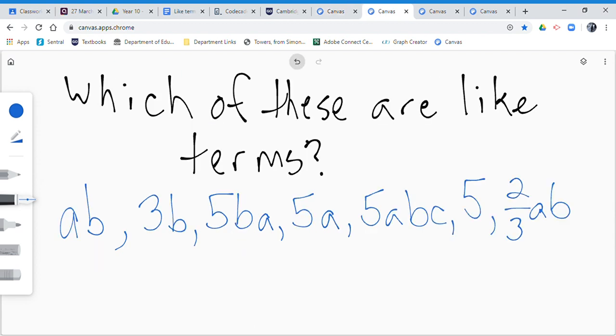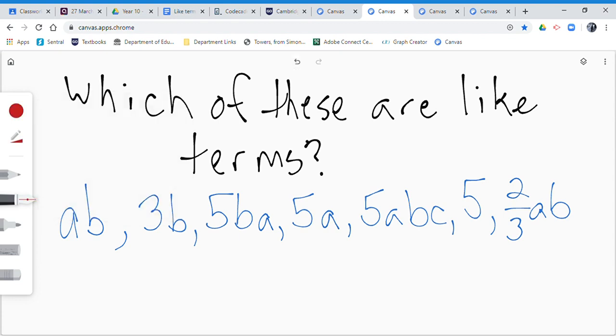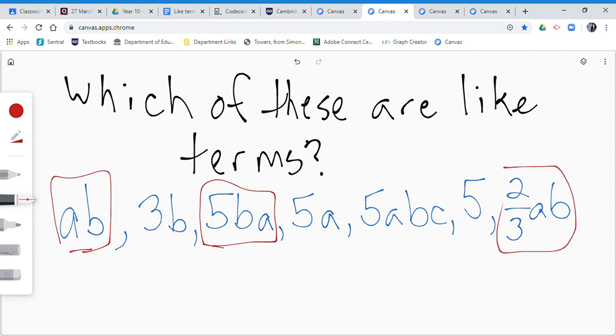If I asked you a question like this, which of these are like terms, you need to look at the pronumerals. So let's just take a second and look. If I give you AB, are there any other ones that have just an A and the B for their pronumerals? Well, this one does here. They're just in a different order, but they are like terms. Are there any others that have an A and a B for their pronumerals? And right here, there is another example.